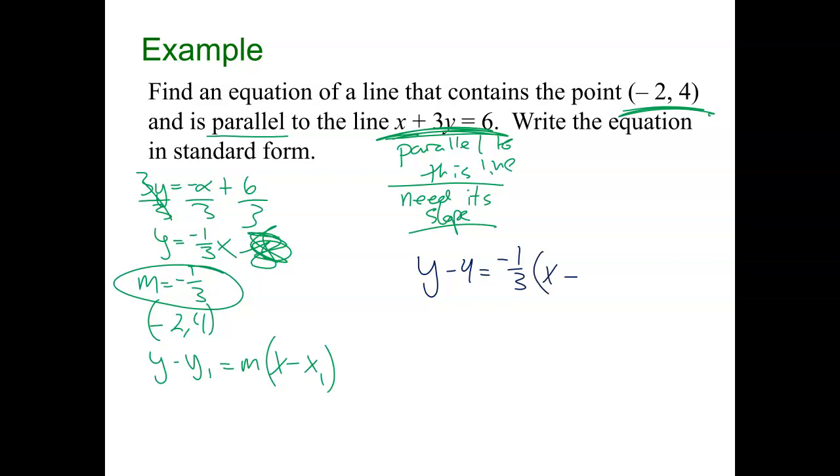x minus, what's x1? Negative 2, so I'm going to make this positive 2. Minus negative 2 becomes plus 2, so I saved myself a step there. And now I want standard form. So what's standard form going to look like? What do I need to do to end up with standard form? What's my goal?